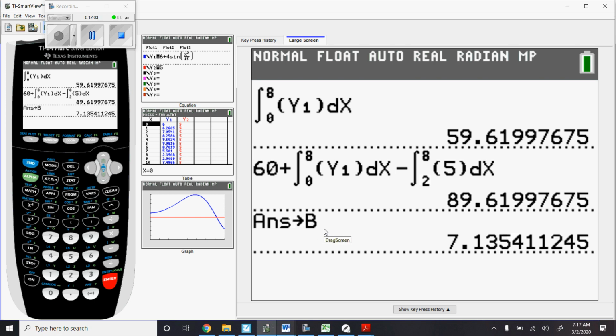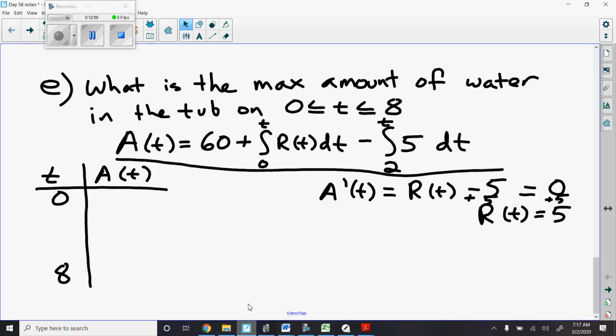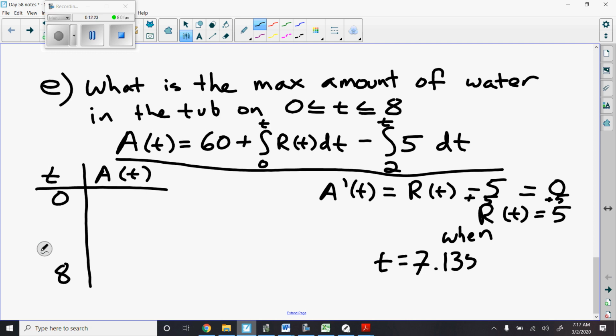Okay, but if I'm going to store that on my calculator and I'm going to write an equation with that, the grader needs to know it. So here's what I'm going to say. r of t equals 5 when t equals 7.1354112, and I'm just going to tell the grader that I'm going to let that equal the letter B.